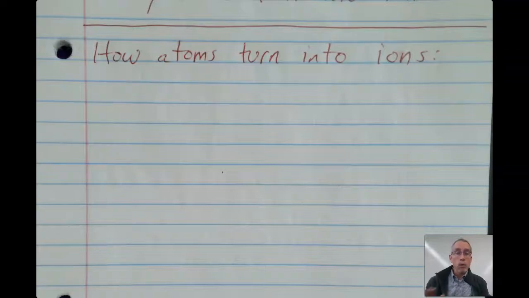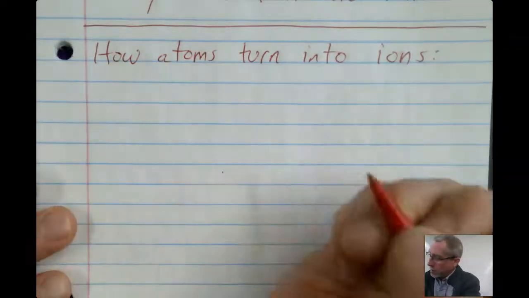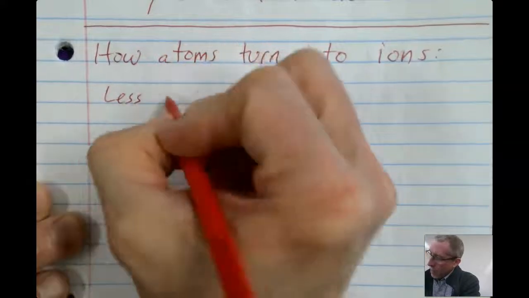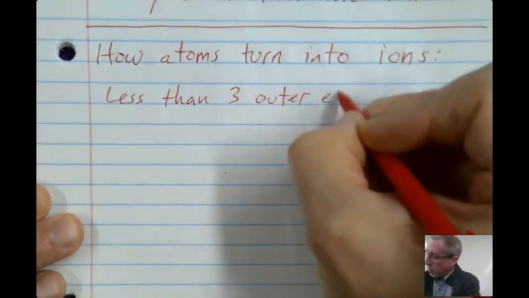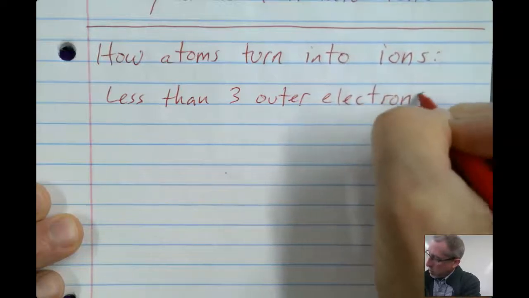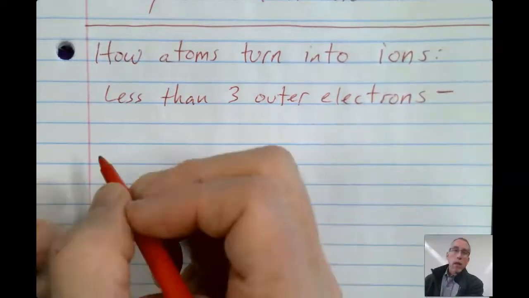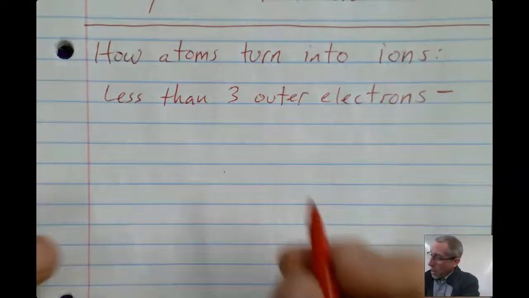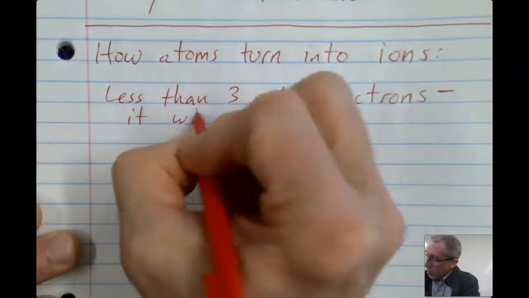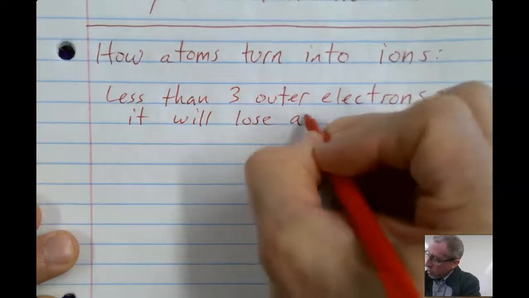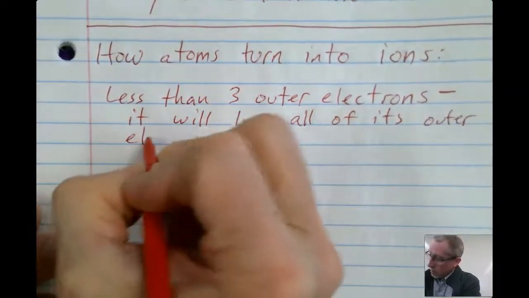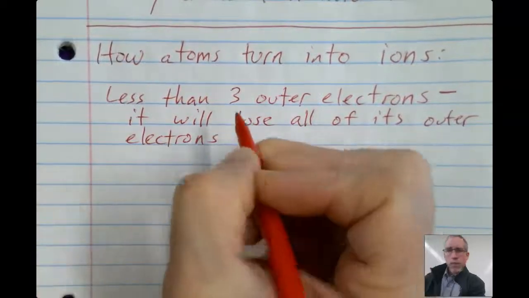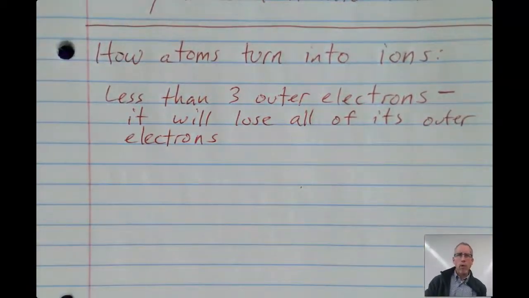So how does that happen? Well, there's one of two ways, and it really comes down to this. If an atom has less than 3 outer electrons to start with, then the easiest way for it to turn into an ion is it will lose all of its outer electrons. And so you might ask, well, wait a minute, how is it going to be full if it loses the outer electrons it's trying to get?